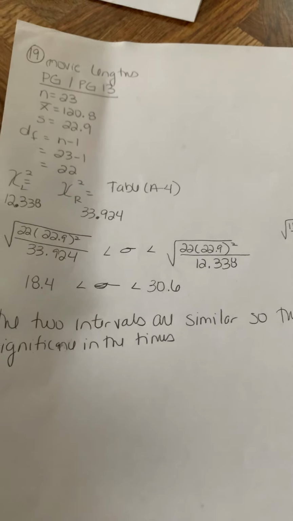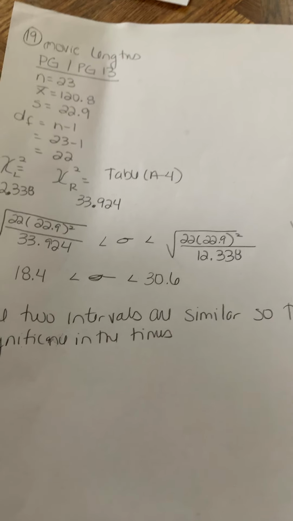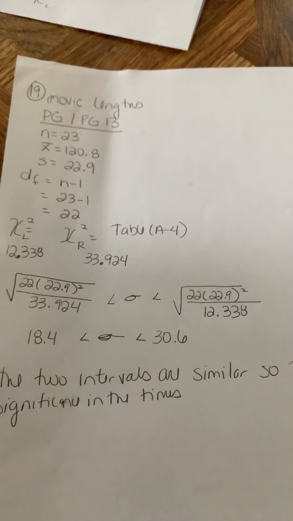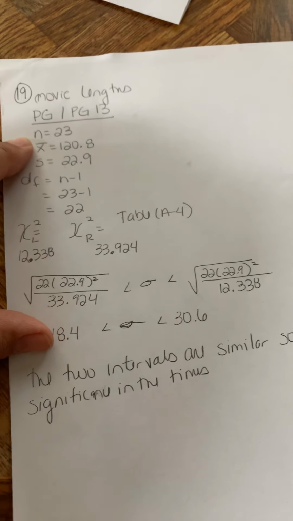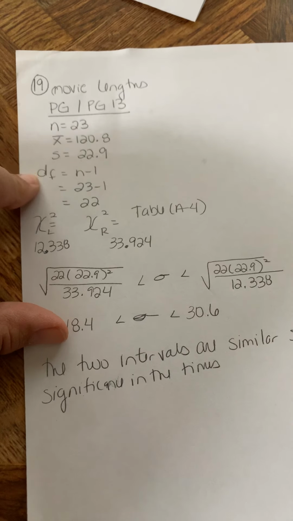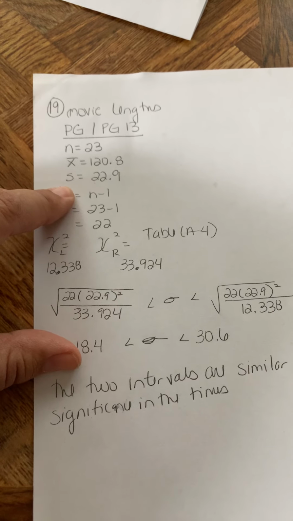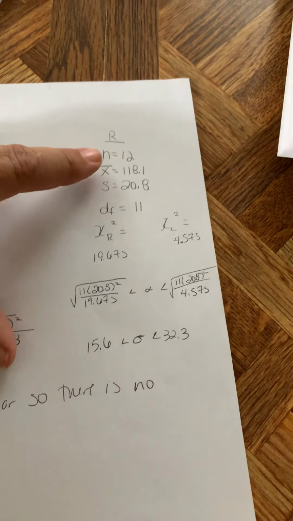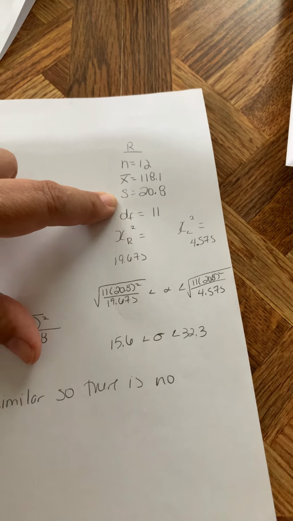So number 19 was movie lengths. It said, using data set 9 in appendix B, which includes 23 movies with the ratings of PG, and so forth. That's where I got the 23 for the PG and PG-13 movies. My mean of that was 120.8, and my standard deviation was 22.9 minutes for just those. Then you have your R movies, and notice I labeled those out: 12 movies, mean is 118.1, standard deviation is 20.8.